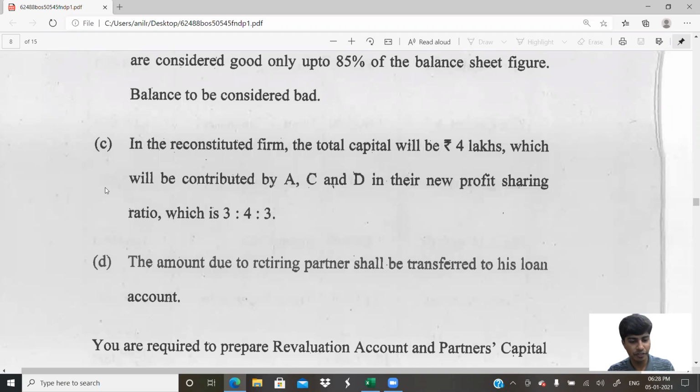Yeah, where were we? In the reconstituted firm, the total capital will be 4 lakhs, which will be contributed by A, C, and D in the new profit sharing ratio 3:4:3. So there are two important takeaways here. Takeaway number one, the total capital of the firm will be 4 lakhs, and that will be in the ratio of capital that is 3:4:3. And then the new profit sharing ratio is 3:4:3, which will help us identify the gains and sacrifices by the partner. First, we'll go for the capital.